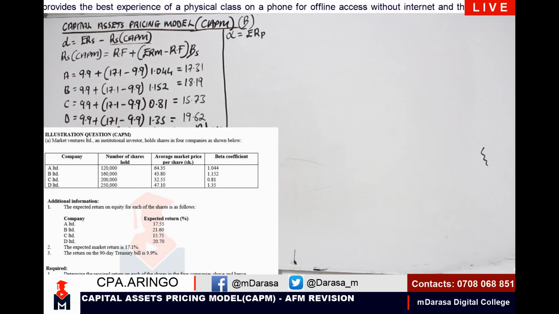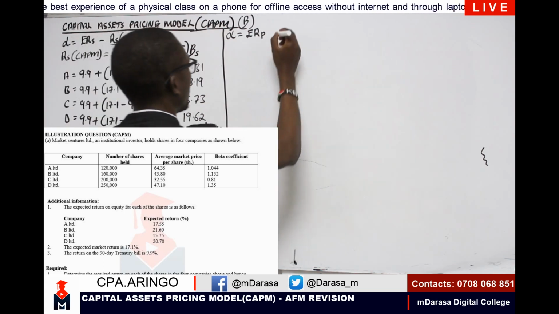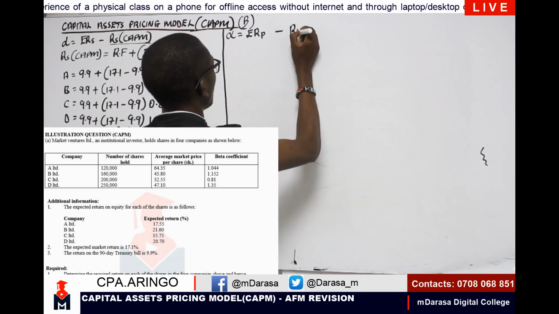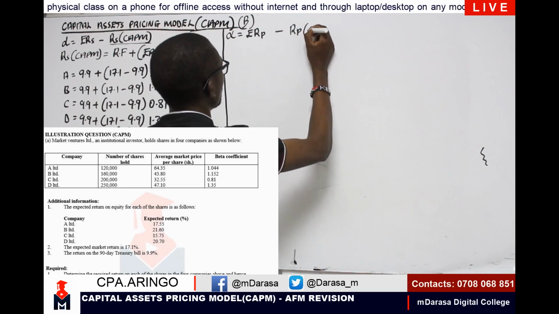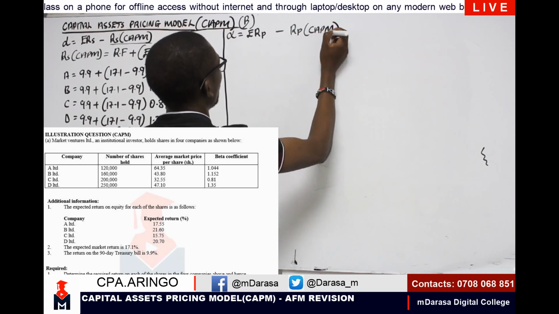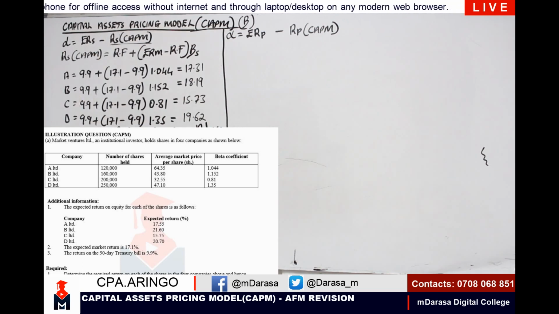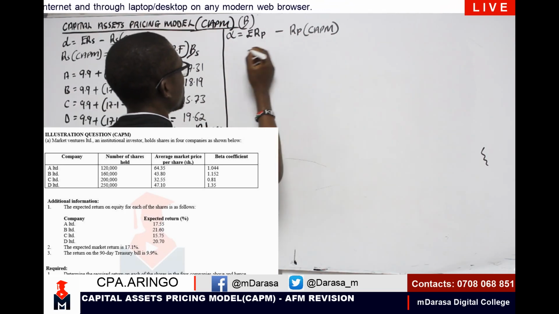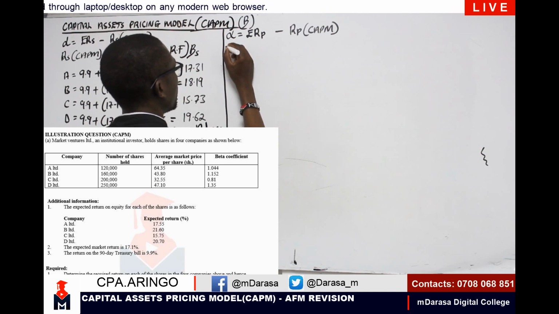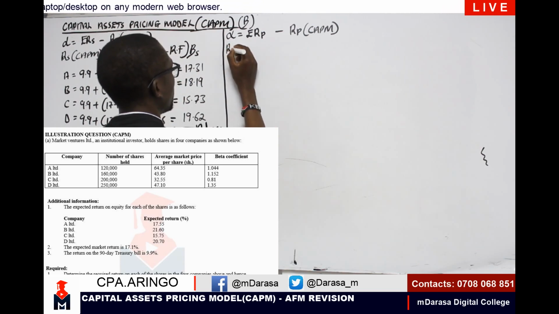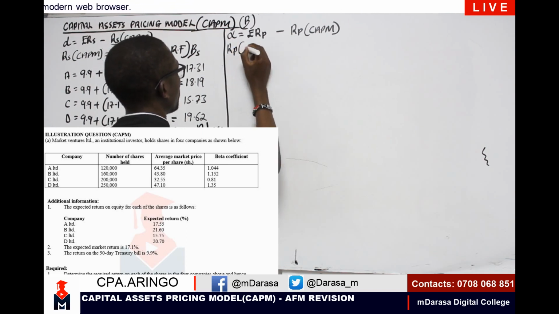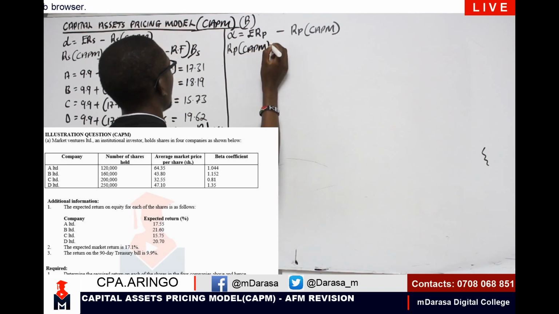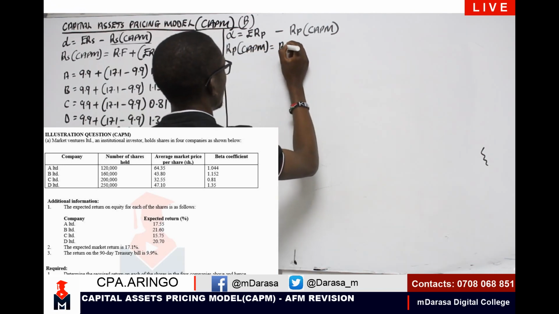Okay, expected return of our portfolio. Basically, this is CAPM. One thing that you should have in mind: for us to determine CAPM, we talk about the aspect of the risk of our portfolio. We should always have this in mind, that I'll always be talking of our risk-free here.